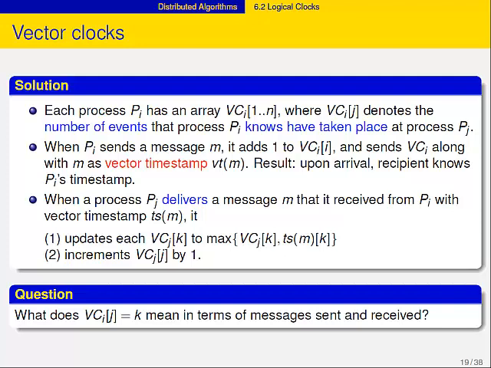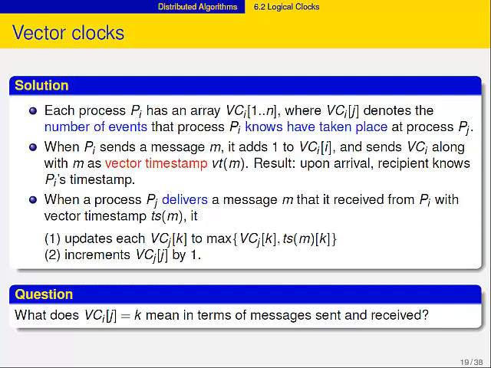Yes? I think it means that process i thinks that process j has sent k messages. Say this again? I think you're right. Process i thinks that process j has sent k messages. Yes. So you see how important this information is? Process i thinks yes. I have to make sure that this is correct. Process i knows, not even thinks, knows that process j has sent k messages.